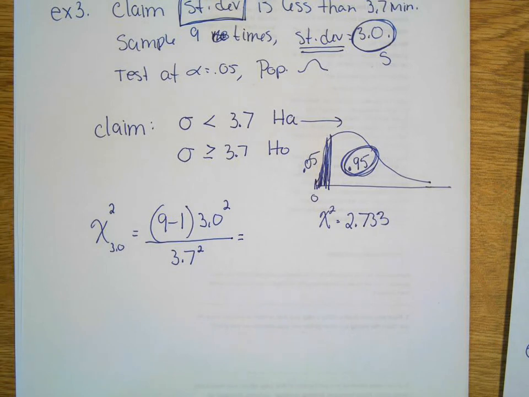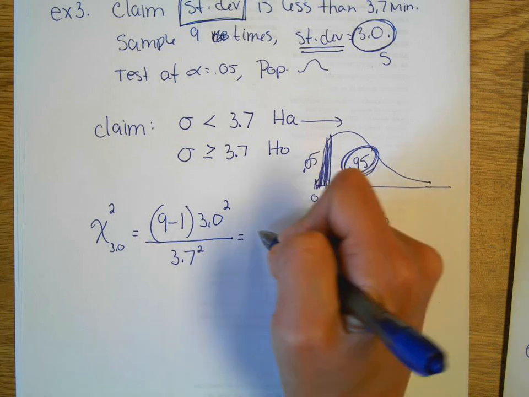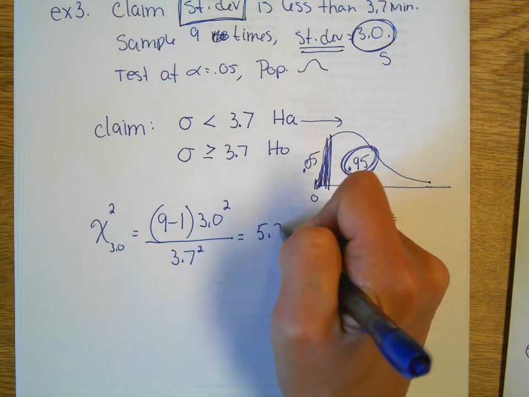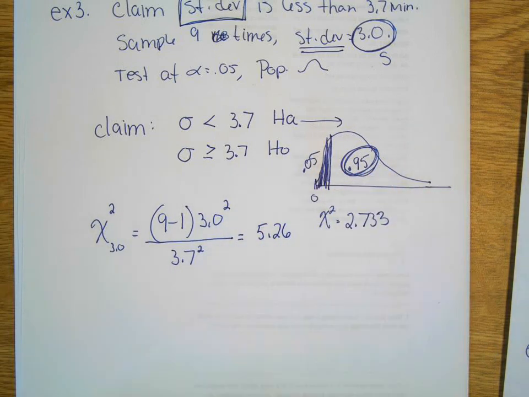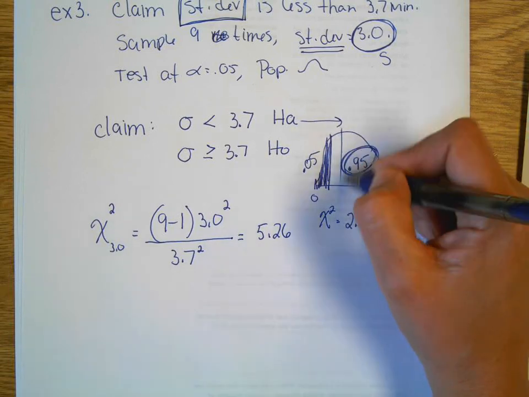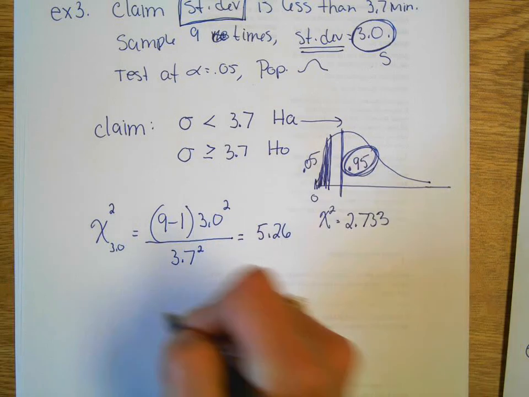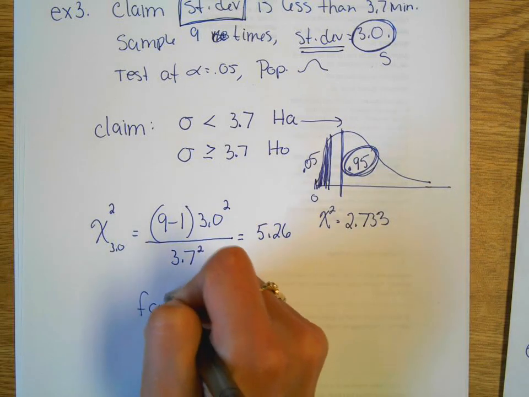And what are we coming up with? We got 5.56. That's what I got. Okay, so where's 5.56 going to take us? Fail to reject. Yep, fail to reject the Ho.